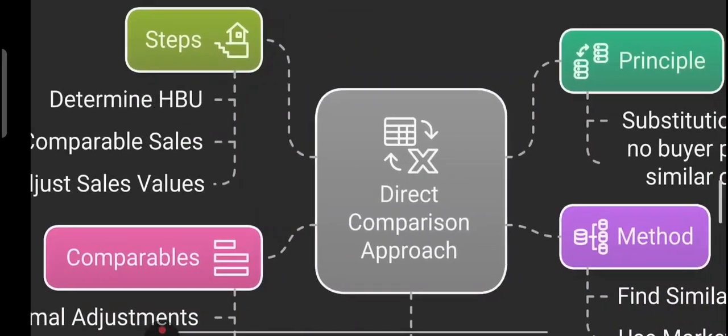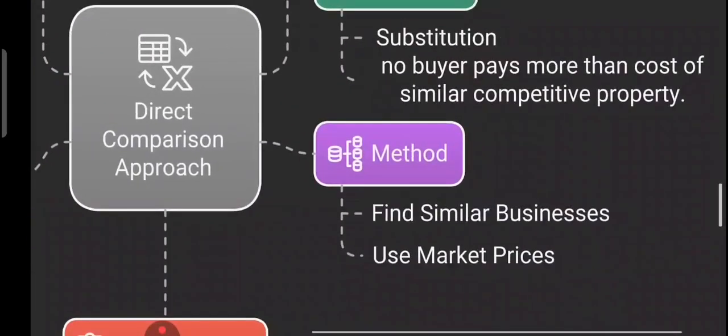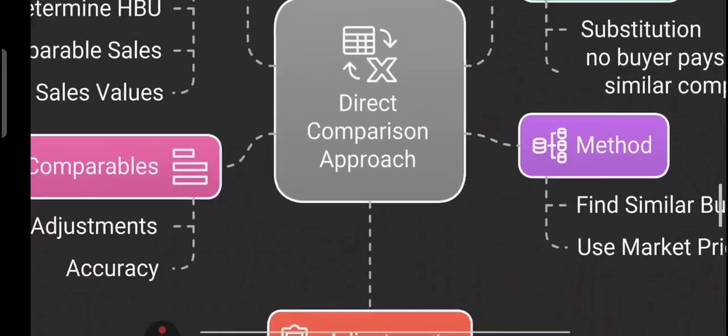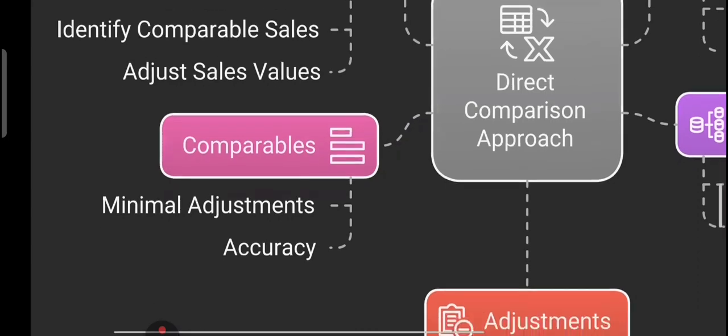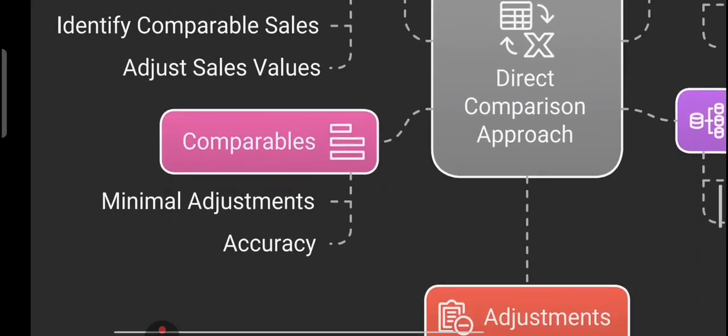Now if you look at the methods, the focus is to find a similar business or asset and use the current market price for an accurate reflection. If you look at the comparables, the trick is minimal adjustment. The closer the comparable, the better the valuation and the higher the accuracy.